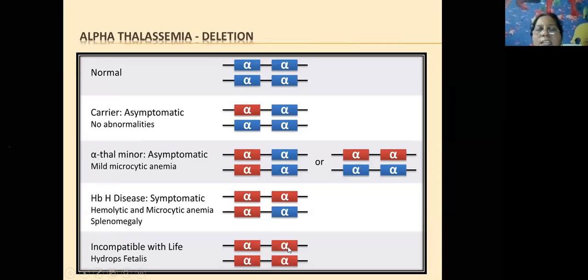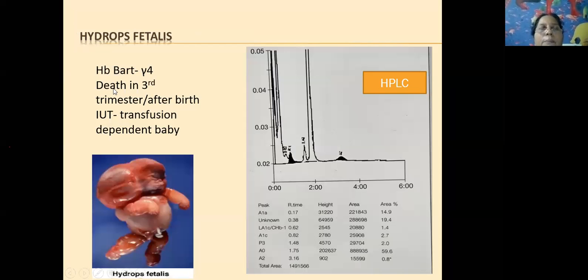If 4 genes are deleted, it is incompatible with life and it is called hydrops fetalis. Hydrops means what? The water logging in the body. Because of tissue hypoxia, there is edema in the fetus itself, like this.